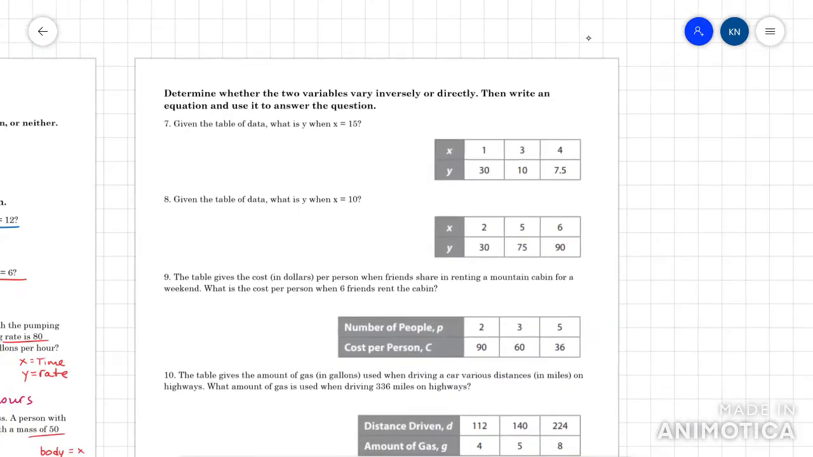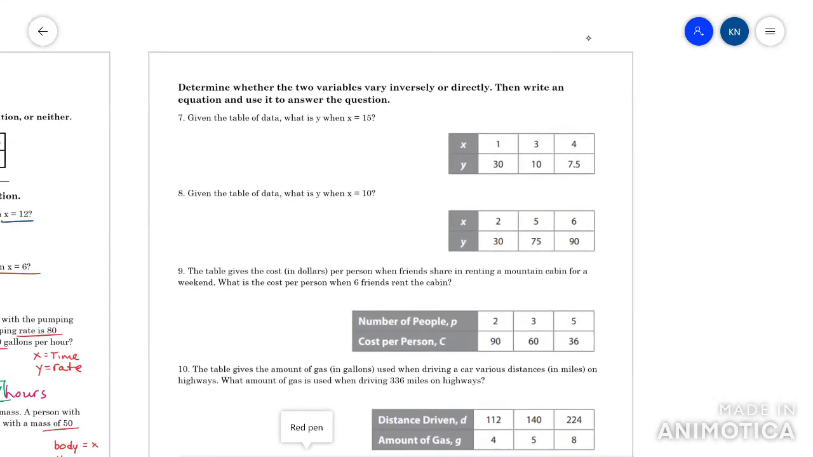Okay, next up. Now they're giving us tables and they're not telling us if it's direct or inverse. So look at my x's, they're going up. Look at my y's, they are going down. This is inverse. So I write y equals a over x twice. Now you gotta go solve for a. So pick you an xy to use, it doesn't really matter, and plug it into your first equation.